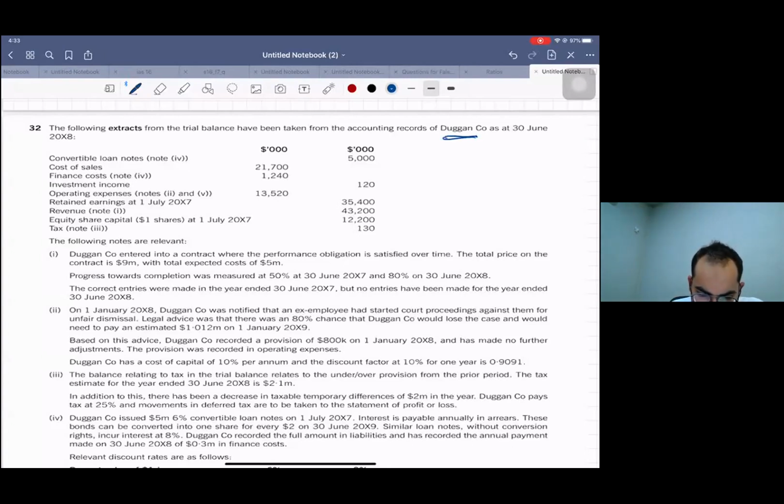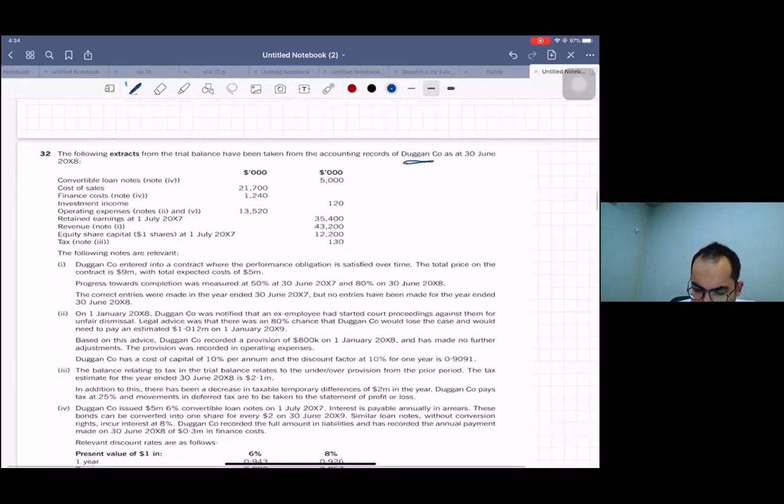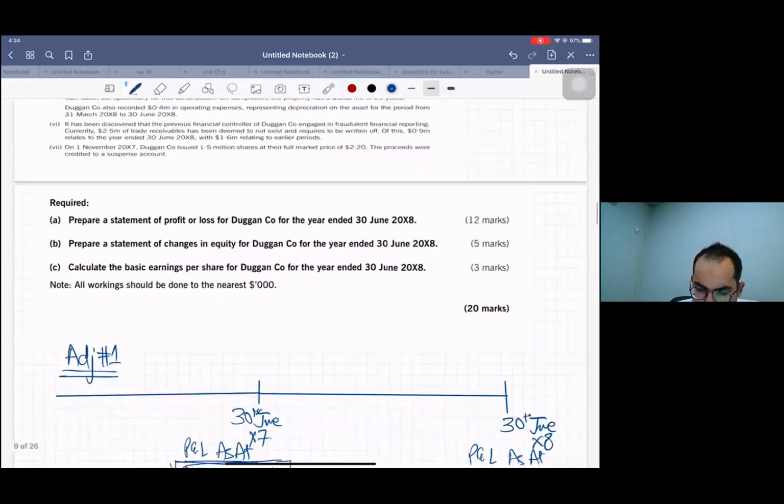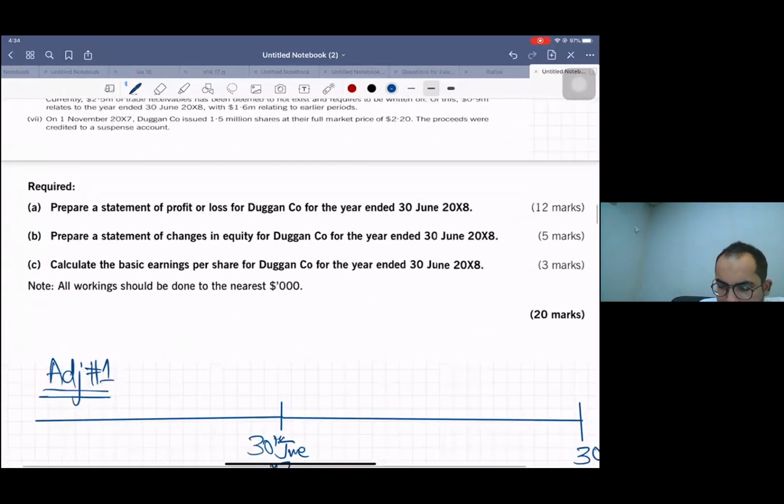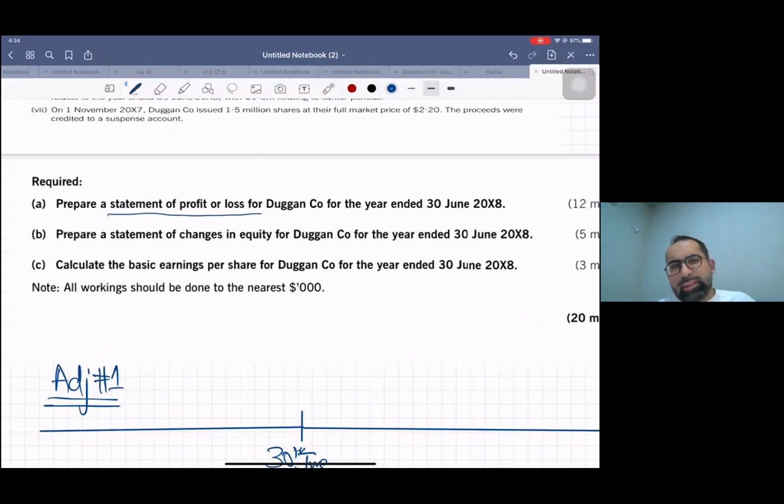Now, you are given the convertible loan notes, cost of sales, finance cost, operating expenses, revenue, and all. First of all, let's read the requirement. The requirement says prepare a statement of profit and loss. Simple question, simple income statement. You need to calculate a simple income statement.